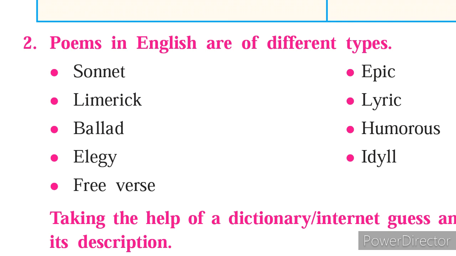Then let's have a look at how poems in English are of different types. Now there are different sorts of poems in English literature which are given here, like sonnet, limerick, ballad, elegy, free verse, epic, lyric, humorous and idyll. So all these are different types of poems.